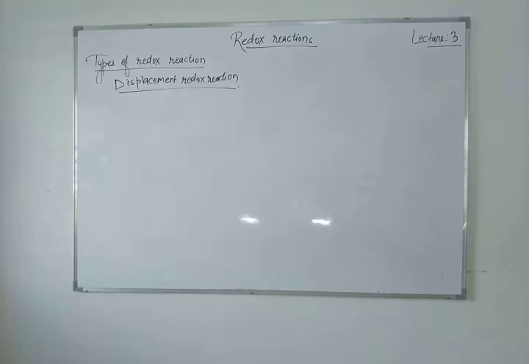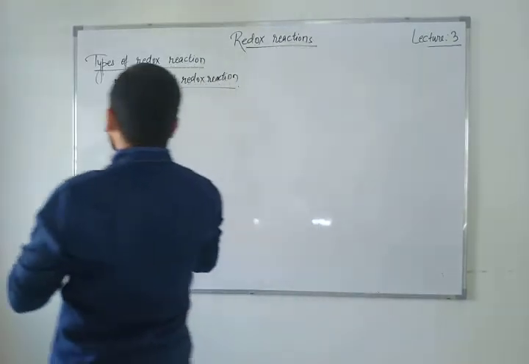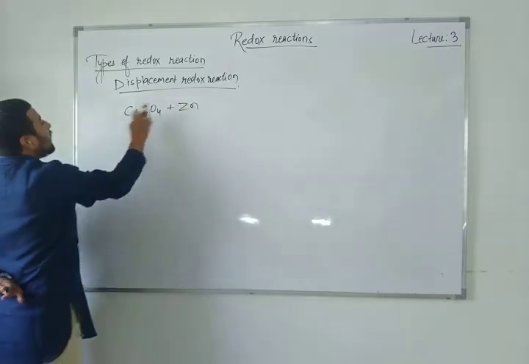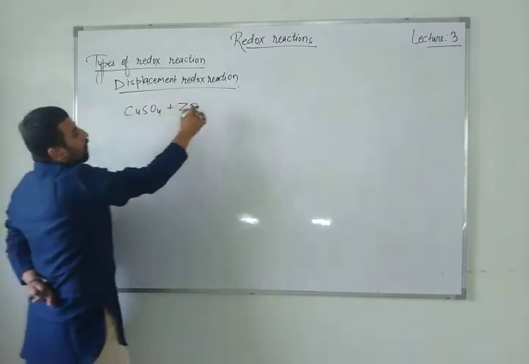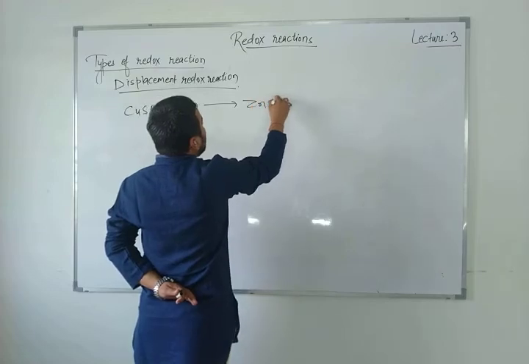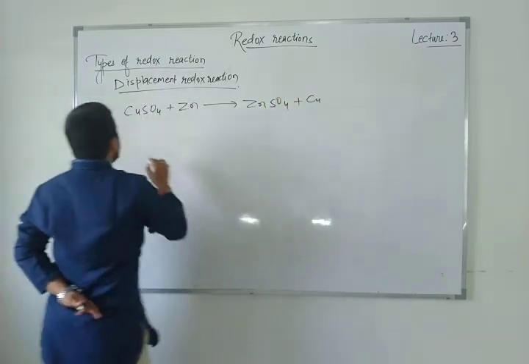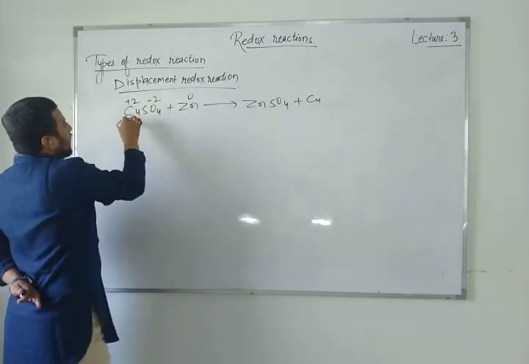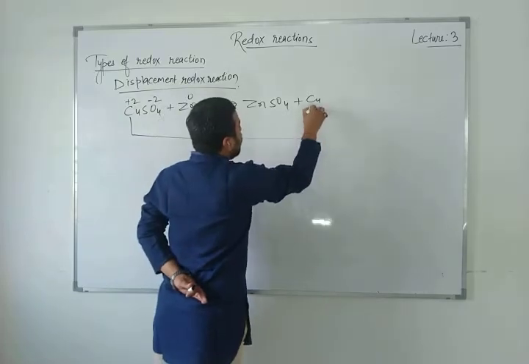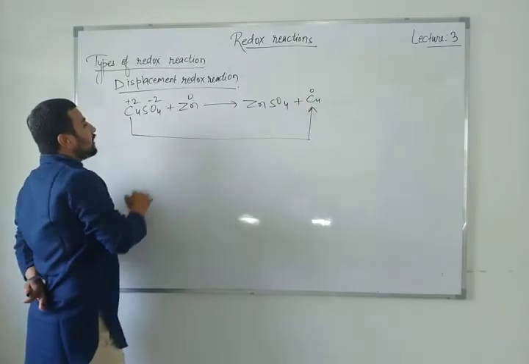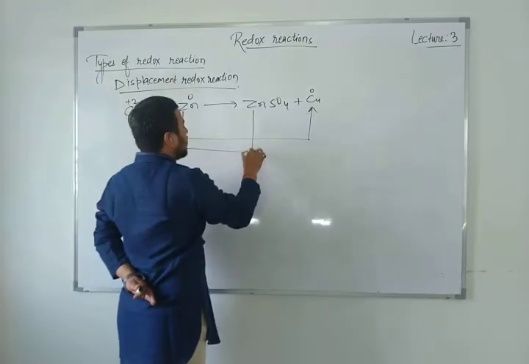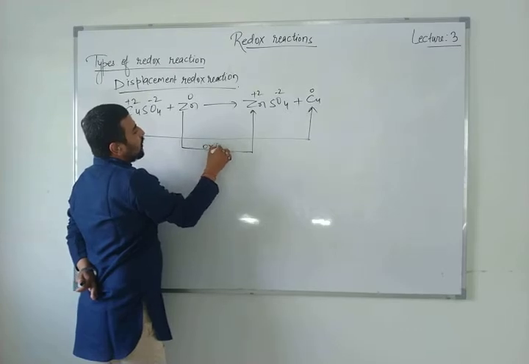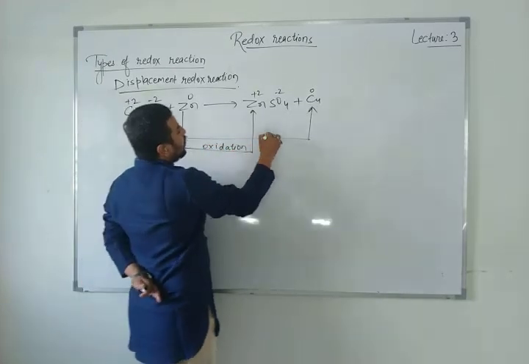Okay, copper sulfate and zinc. Just suppose copper sulfate, CuSO4, and zinc. Zinc is more reactive than copper. So what will it form? It will form zinc sulfate, ZnSO4, plus Cu. Here copper is in plus 2 oxidation state, sulfate minus 2, zinc 0. But here copper goes from plus 2 to 0. Now the copper oxidation state in the product side is 0 and zinc oxidation state in the product side is plus 2, right? So here 0 to plus 2 is oxidation and plus 2 to 0 is reduction.